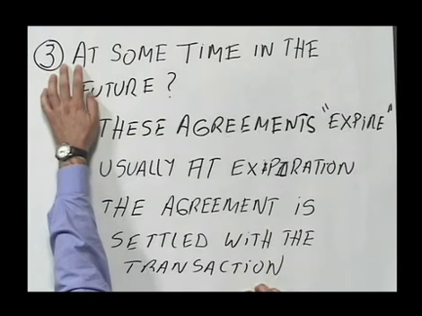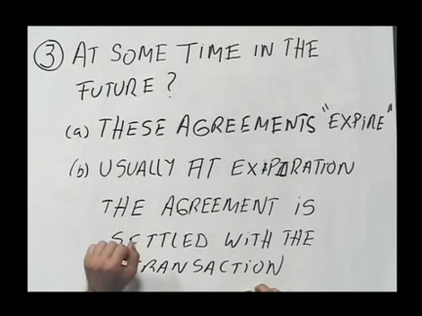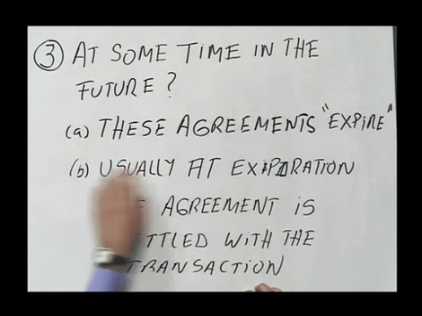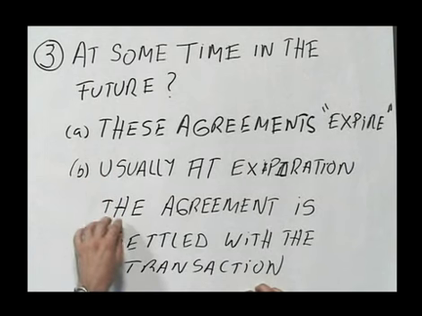Now we're going to the third element of a derivative, which is the time when this transaction happens. Remember, at some time in the future we'll transact this underlying asset. The important thing here is that these agreements expire. In other words, they have an end. Usually at expiration, the agreement is settled with the transaction of the underlying.